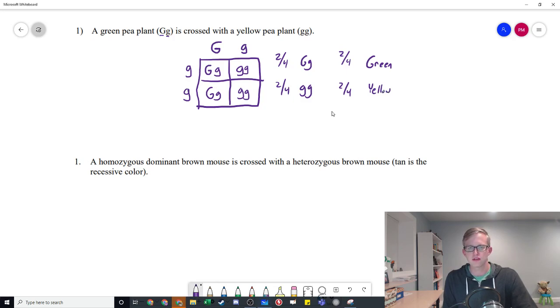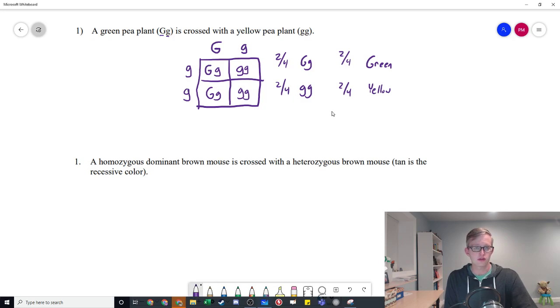Now in this case we only have 2 different possibilities, right? Big G, little g, or little g, little g. But in certain circumstances, depending on how these things are mixed and what their traits are, we could end up with as many as 4 different outcomes of genotype. And that could mean that we have 3 out of 4 green and 1 out of 4 yellow. In certain circumstances you're going to get 4 out of 4 green, or 4 out of 4 yellow, but we want to set up the Punnett square to show us which one is which.